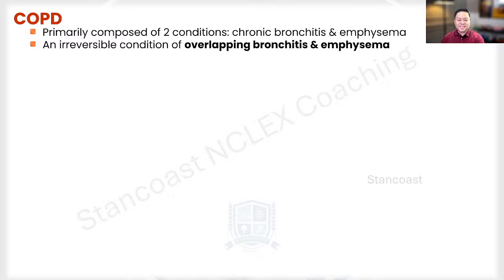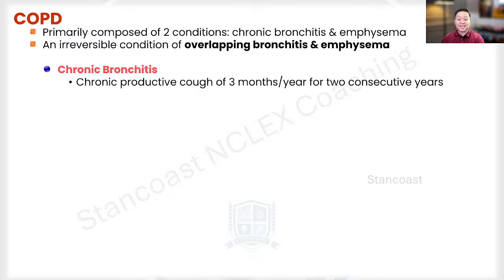Now, what is this condition? Well, basically, this is going to be an irreversible condition. And chronic bronchitis alone is something that is going to be diagnosed clinically, which simply means that if a patient has a chronic cough and is also producing sputum for at least 3 months each year for 2 consecutive years, then they are diagnosed with chronic bronchitis.